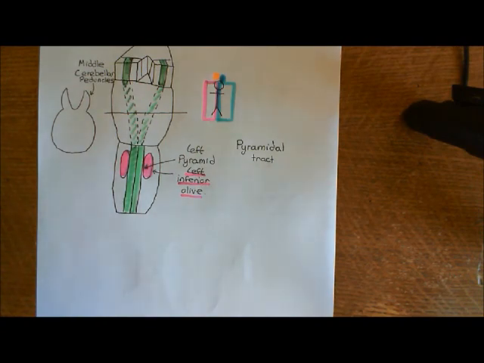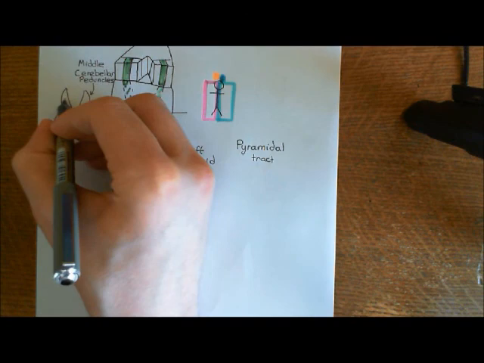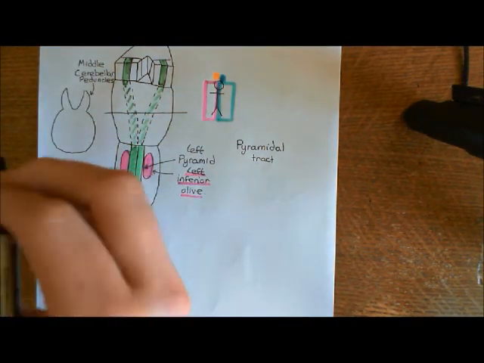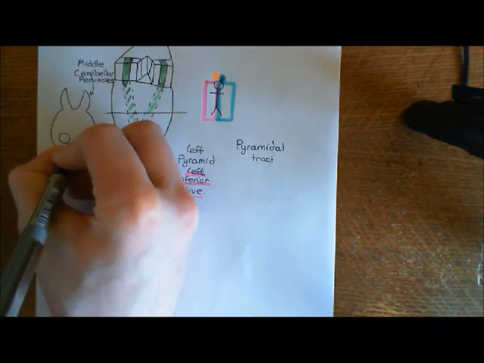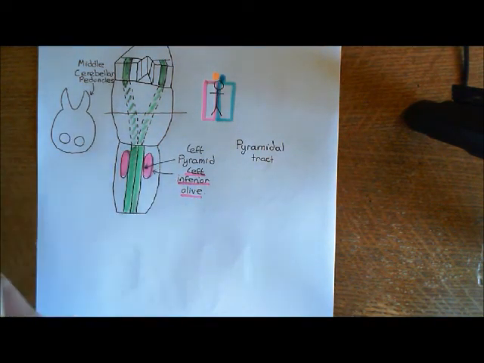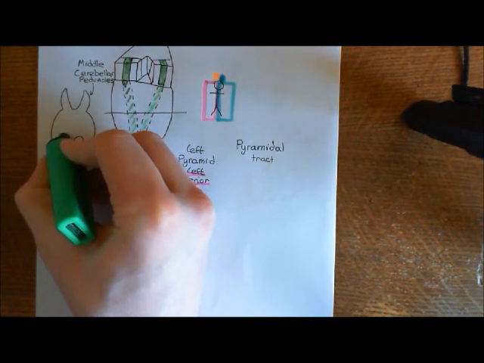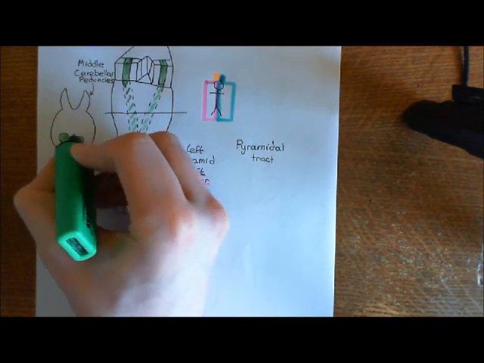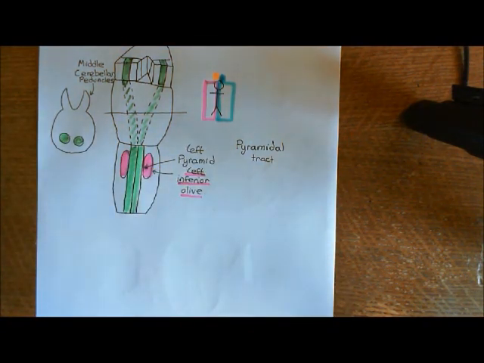Right. So this is the pons here. You've got a left middle cerebellar peduncle and a right middle cerebellar peduncle shown here. And then quite close to the front of the pons, you will have the corticospinal tracts running down here. They're not visible from the external aspect, but they're quite far forward in the pons.